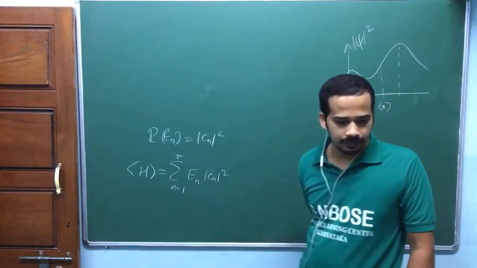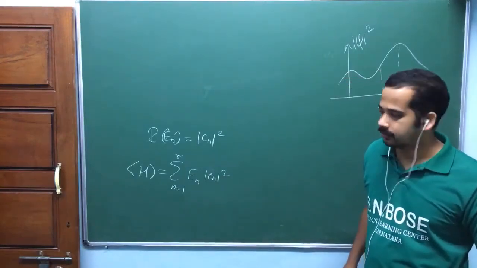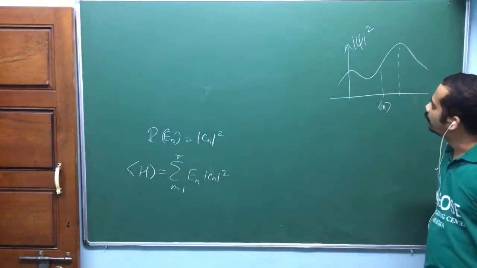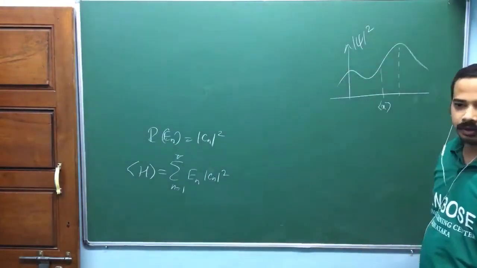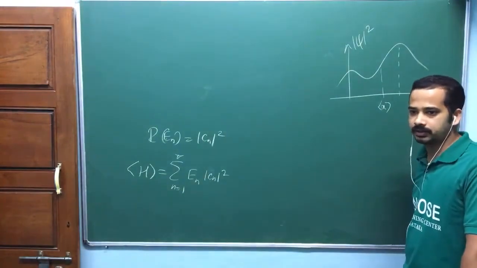To find the most probable x value, we have to differentiate mod psi square. You can differentiate mod psi square, equate to 0, and find the maximum. Okay. You can locate the maximum. That's correct.